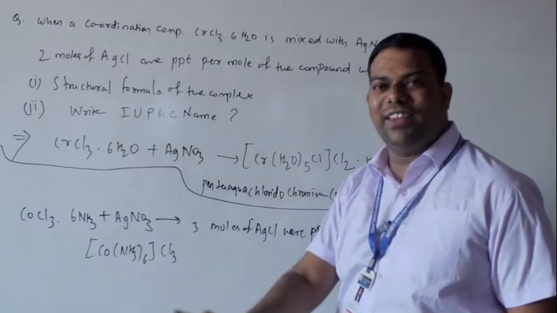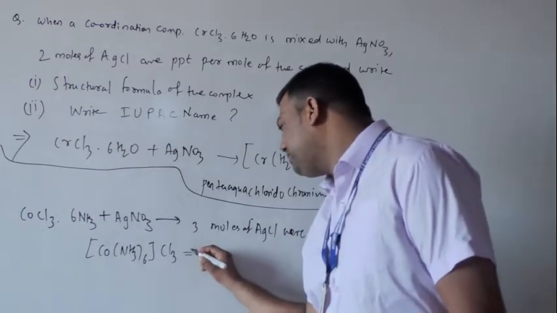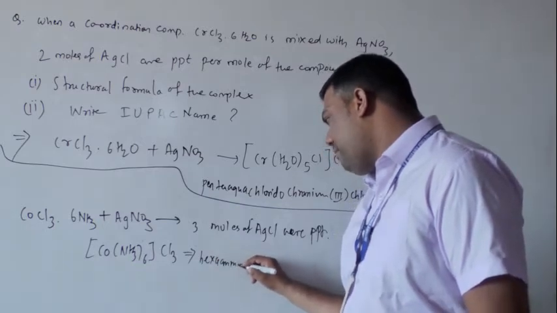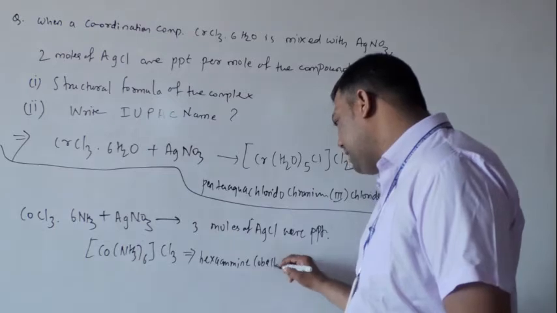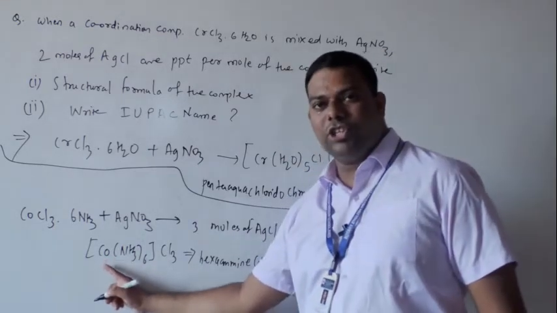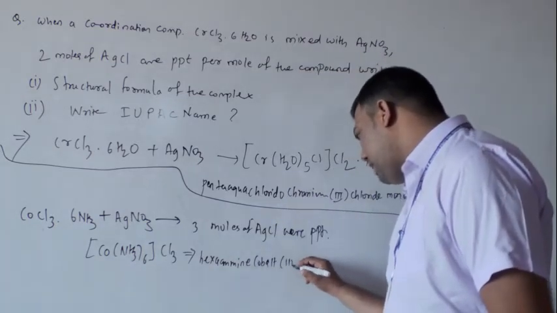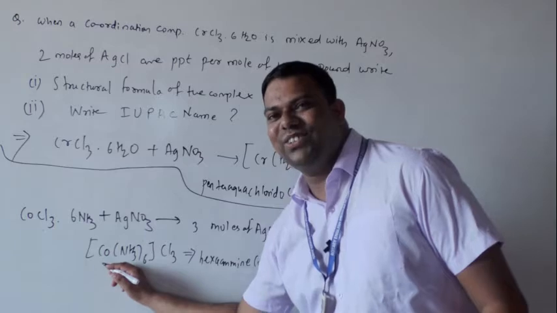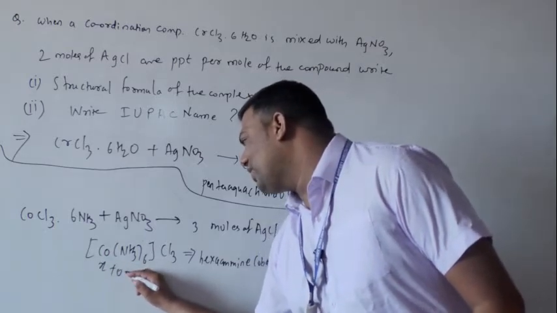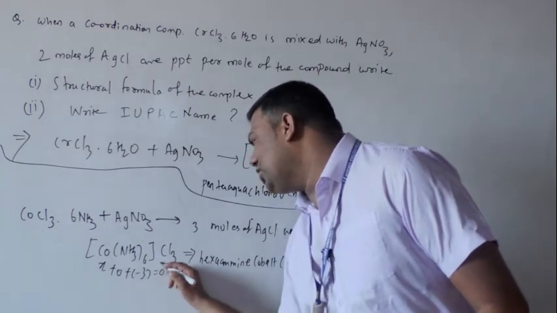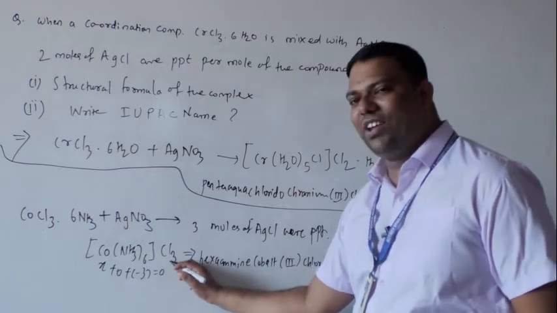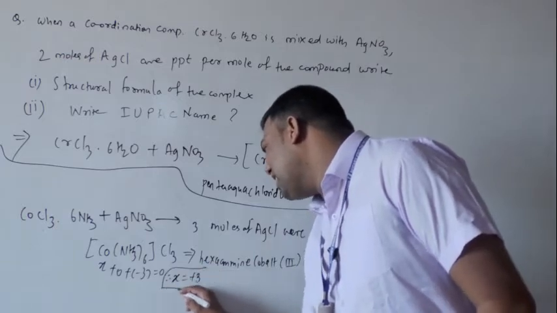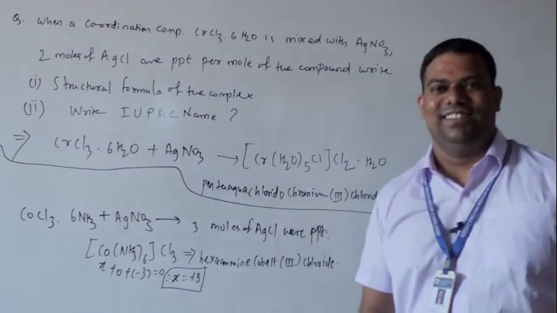Now what IUPAC name do we have to write? So you can write, how can we write? Hexamine, yes or no? Hexamine cobalt. Yes, hexamine cobalt. Now what will be the oxidation number of this cobalt? Hexamine cobalt(III) chloride. Because see here, as you know, x plus 0 plus (minus 3) is equal to 0, because each chlorine is minus 1, here 3 chlorine, therefore minus 3. Therefore x is equal to how much? Plus 3. I hope you understood all this content, easily.